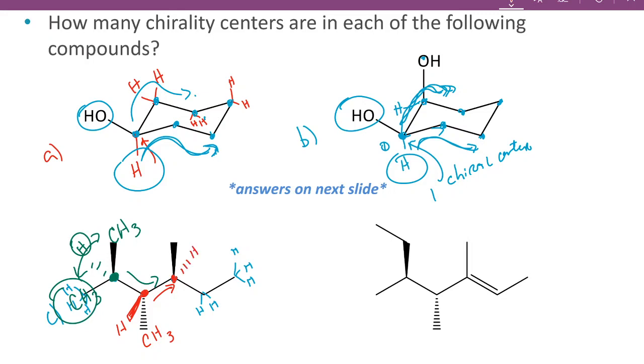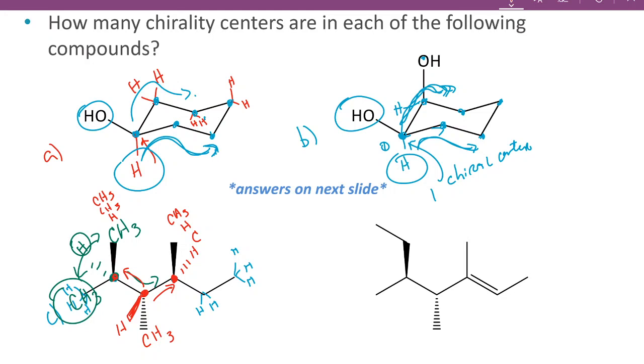So this carbon has CH3, hydrogen, and then it also has another carbon. On the left, we have a carbon that has CH3, CH3, hydrogen. Okay, so this carbon on the right has the ethyl, methyl, hydrogen. Carbon on the left has methyl, methyl, hydrogen.